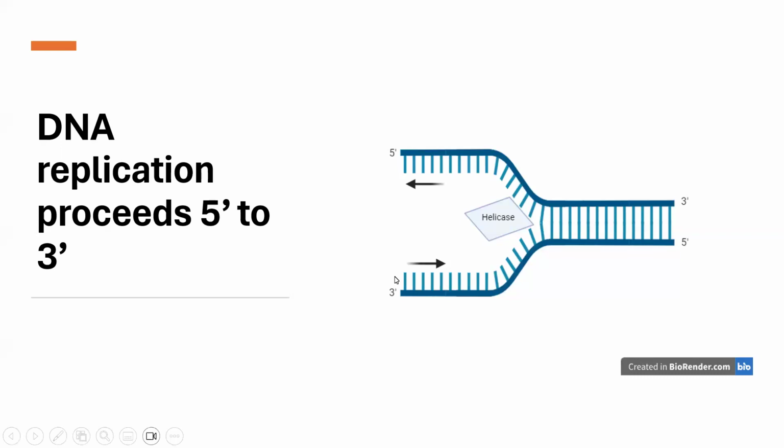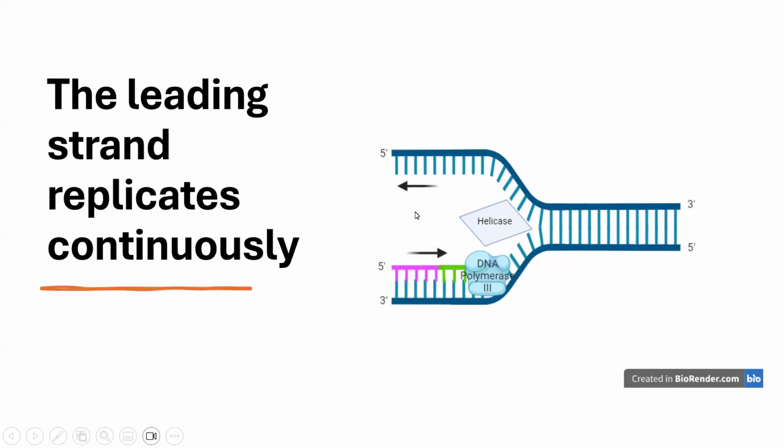So on this bottom strand, this is the leading strand. It proceeds in the direction that the fork is opening. However, on the top strand, which is our lagging strand, it proceeds in the opposite direction from the direction that the fork is opening. So this allows our leading strand to replicate continuously. DNA polymerase doesn't have to stop replicating. It's just waiting for helicase to unzip some more, and as it unzips, polymerase adds new bases.